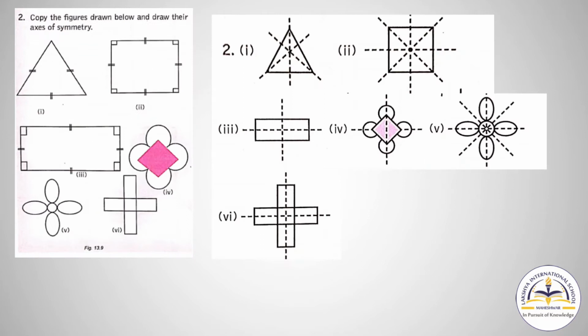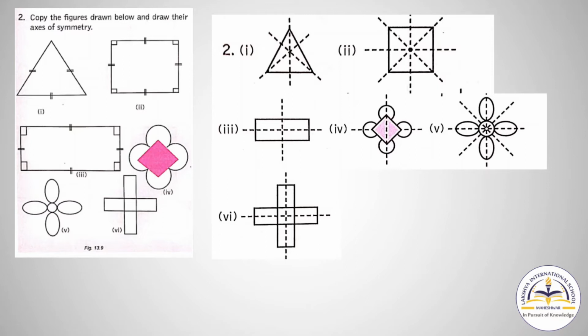Now question number 2, copy the figures drawn below and draw their axis of symmetry. Now in this figure there are one or more axes of symmetry for the first figure. So 1, 2 and 3. So for the first figure there are 3 axes of symmetry.